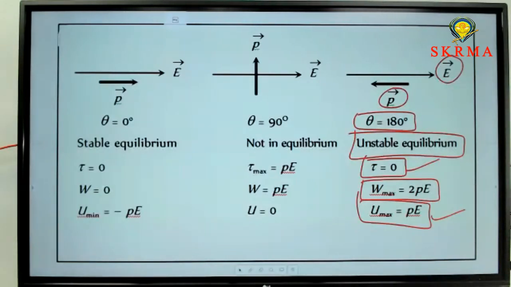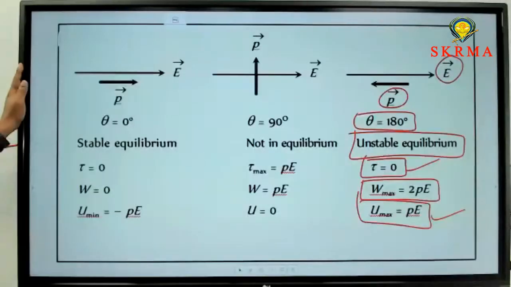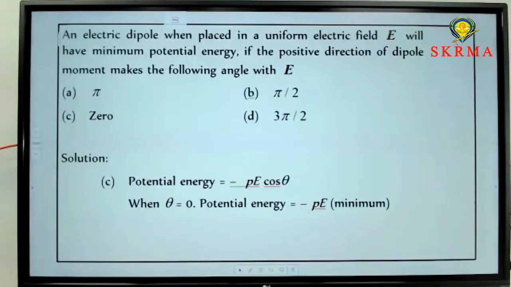At what angle do you get minimum potential energy? Theta equal to how much? 0 degrees. That is the answer. Theta equal to 0 degrees. Option C is the correct one. If you know these formulas, then you can answer all these questions.